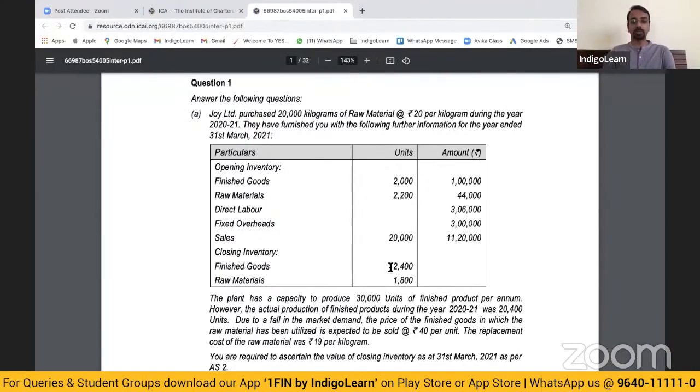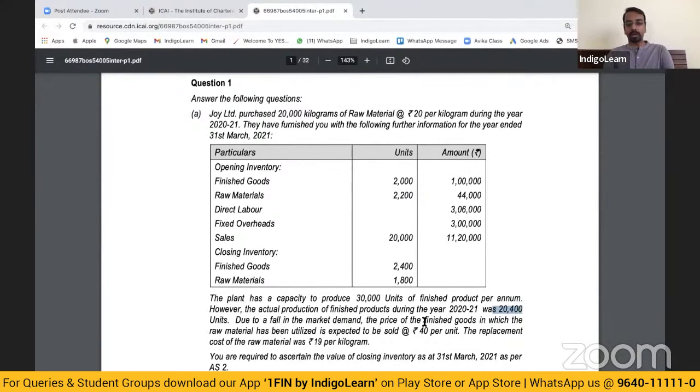Closing inventory, finished goods 2,400, raw material 1,800. The plant has capacity to produce 30,000 units. Now, why is this 30,000 units relevant? To calculate the overhead recovery rate. We understood yesterday, the total overhead divided by the normal capacity will give you the overhead recovery rate. However, the actual production during the year 2021 was only 20,400. You can calculate this also: sales plus closing inventory minus opening inventory is 20,400. So that is given directly in the question.